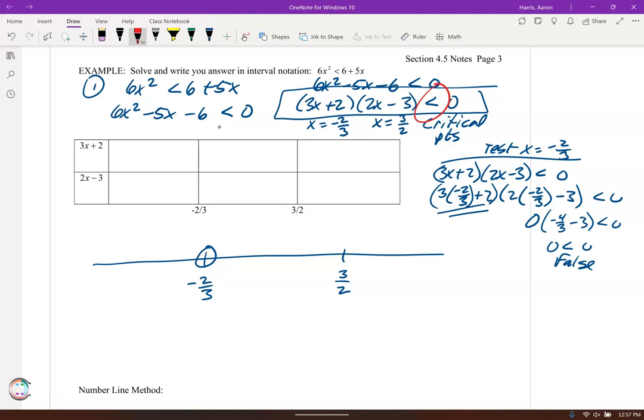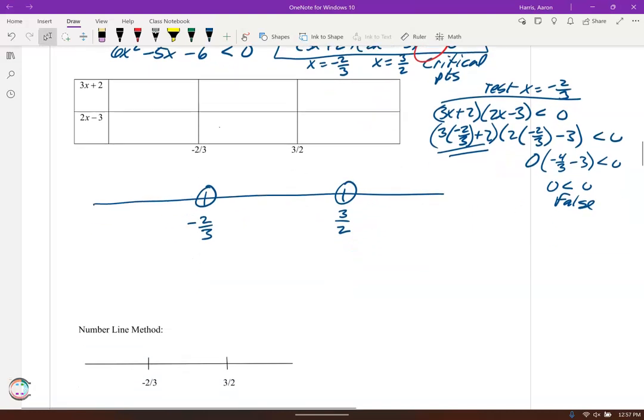I'm going to throw the 3/2 in. It'll give me a number times 0 is less than 0. Well, again, 0 is not going to be less than 0, so I'm not going to include those. Now I got to make sure I write out the testing interval part.